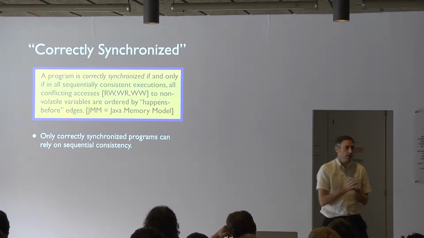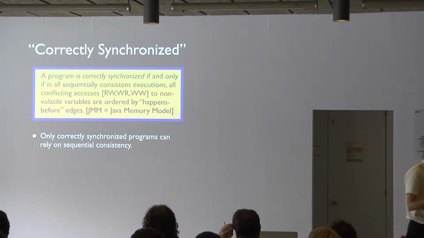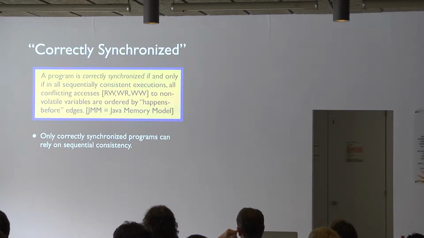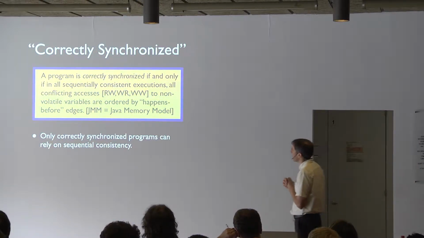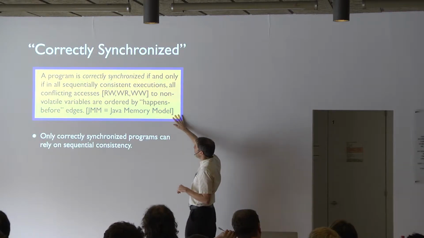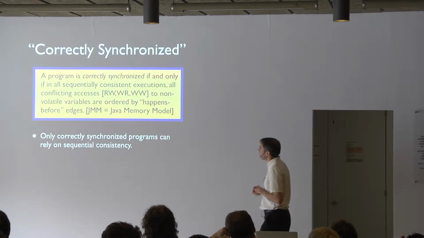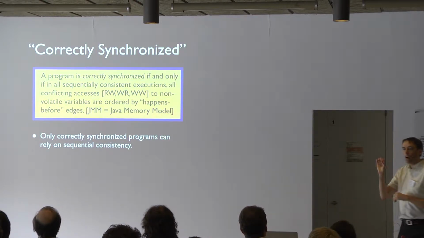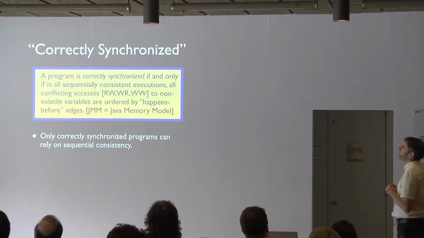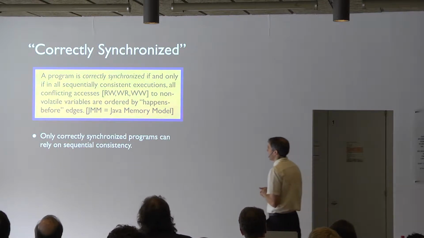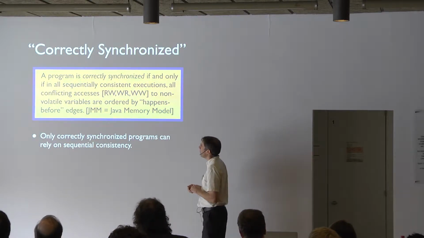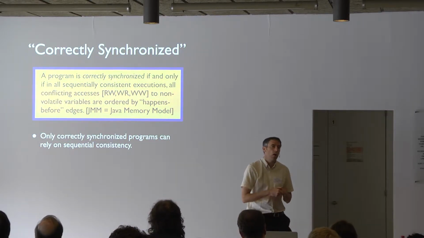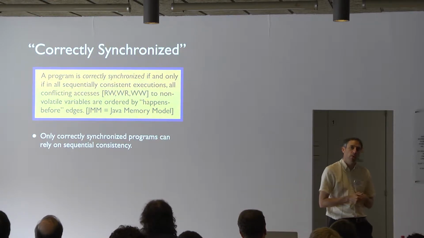So what does correctly synchronized mean? People tend to use that as a synonym for no race conditions, but correctly synchronized has a fairly precise definition that I've all but copied from the Java memory model papers. It's correctly synchronized if and only if, in all sequentially consistent executions, all conflicting accesses, reads and writes to the same field, to non-volatile variables are ordered by happens before edges.